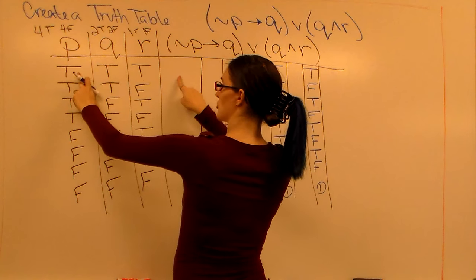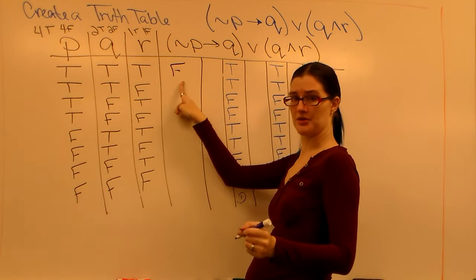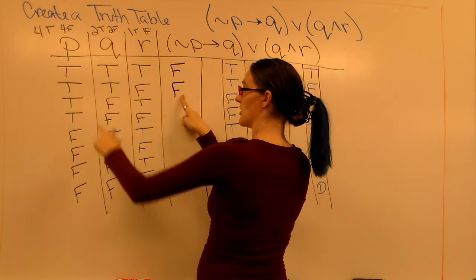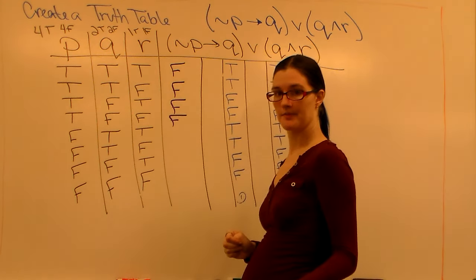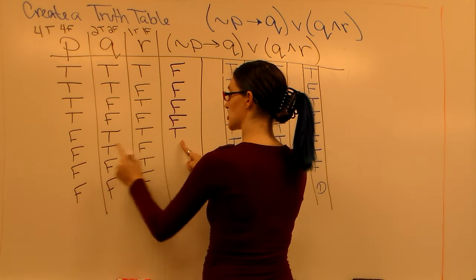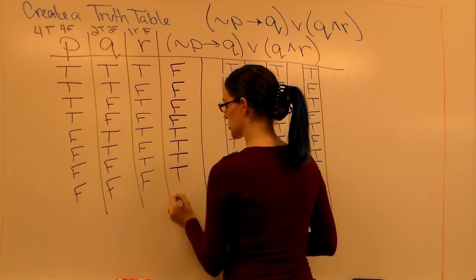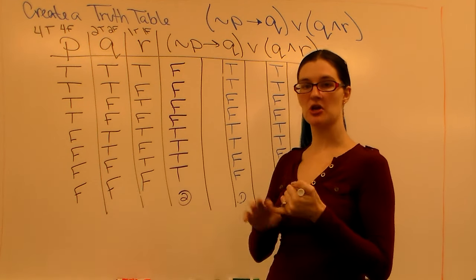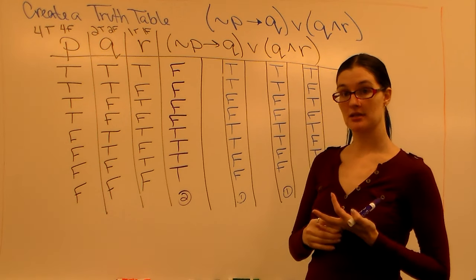So the first row is true for P, so not P will be false. Second row is true, change it to false. True, change to false. True, change to false. Then P becomes false, we're going to change that to true. False, change it to true. False, change to true. That's the second layer that I've done. The first layer was just copying it over. The second layer was my negations.